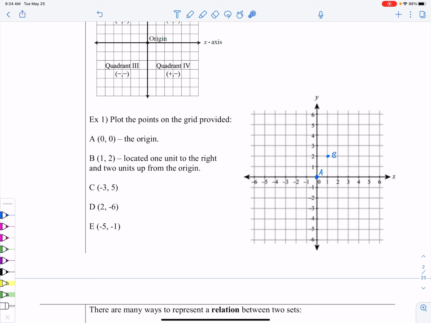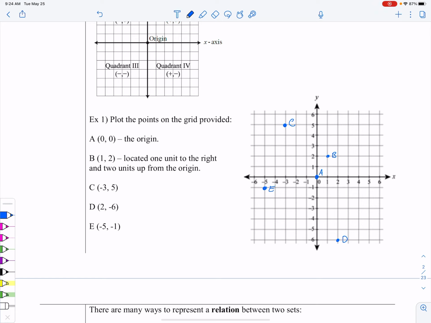Next, our C, so negative 3, 5. So now we need to go 3 this way, negative 3, and then up 5. So put a point right here. This is C. And then for our D, we need to go 2 to the right, and then 6 down. So it'll be right here. That's D. And our E is negative for both. So negative 5, negative 1.